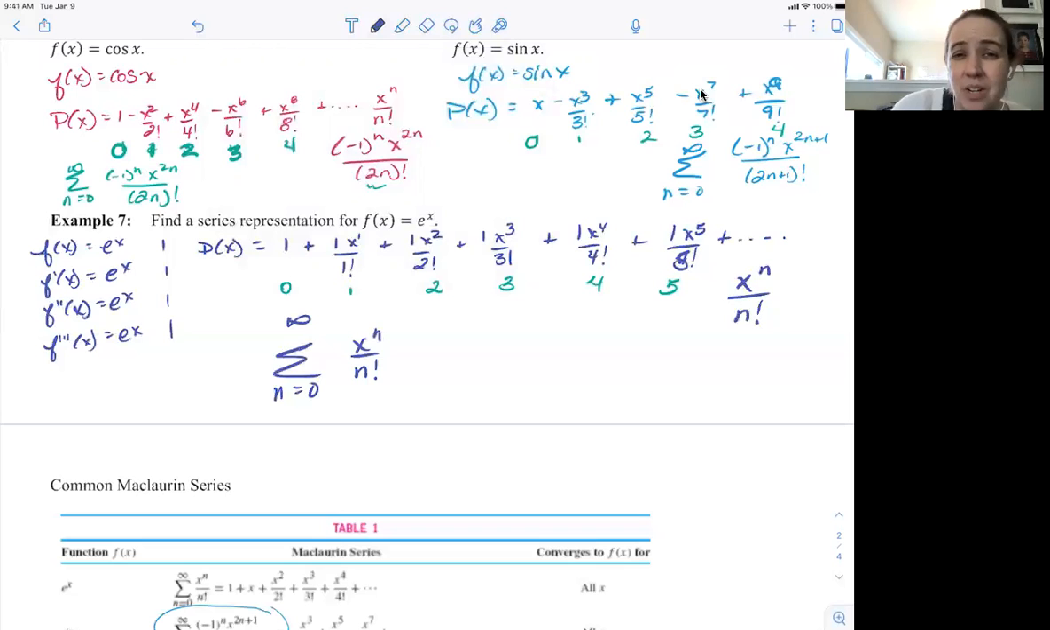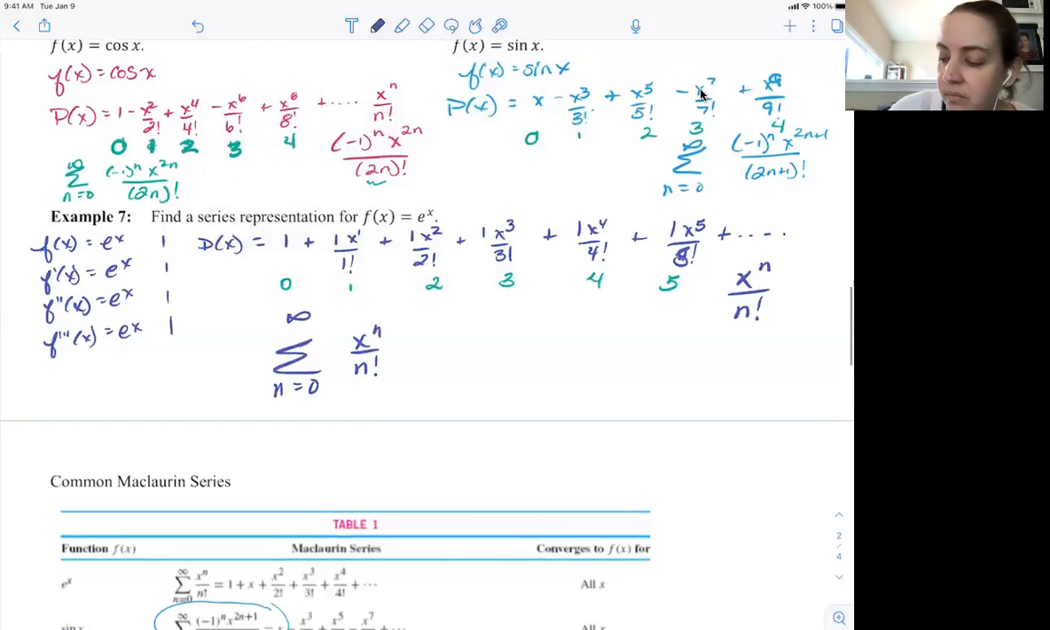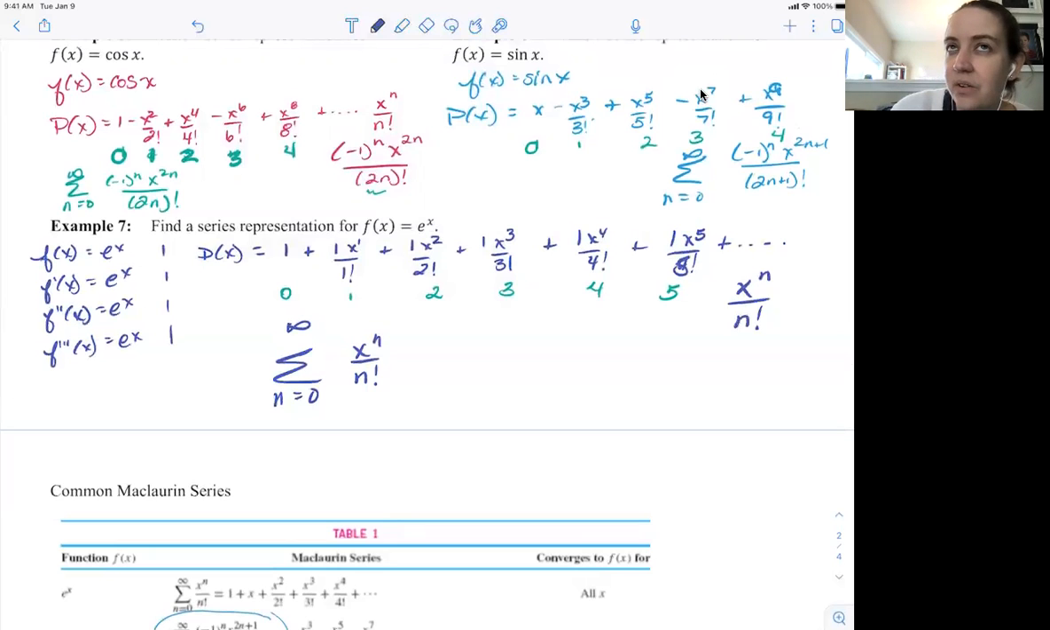You might want to just double check a few values to make sure it works. But x to the 0 is 1. You don't have to worry about that 0 factorial idea. That doesn't really exist. So this is legit. It works. But that is your series representation.